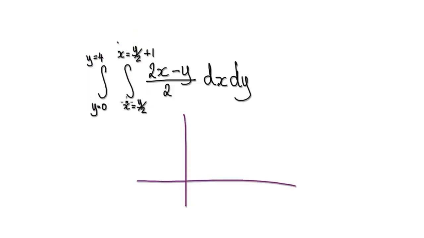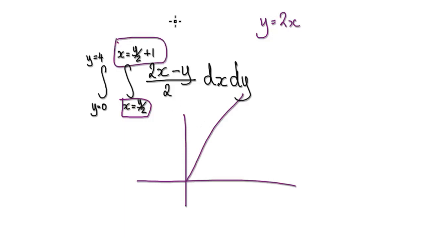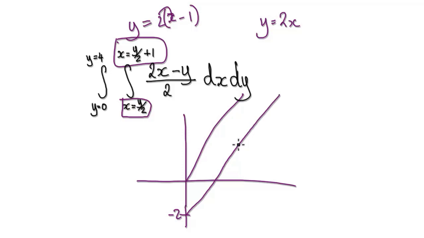Let's rearrange this to make y the subject. So times 2, so y equals 2x. So you know that this has a gradient of 2. And then rearrange this. This would be x minus 1 times 2 equals y. So that will have an intercept of -2. So it will look something like this. And then y equals 0 is here, and y equals 4 is here. So what this is talking about is this region here.